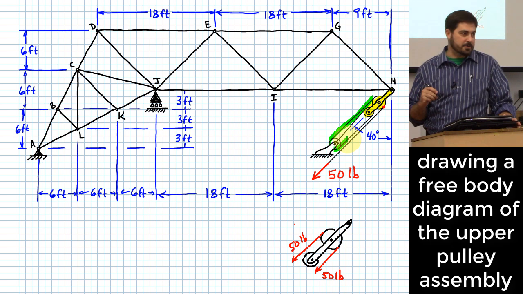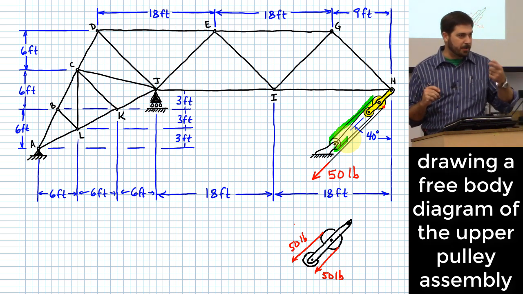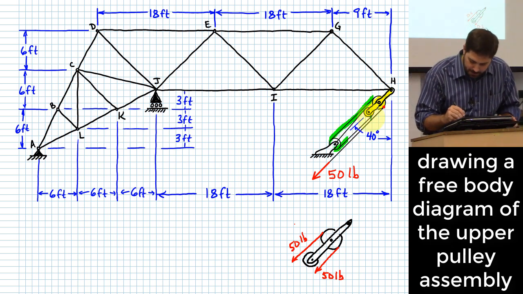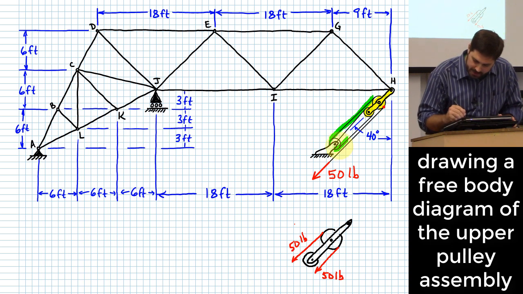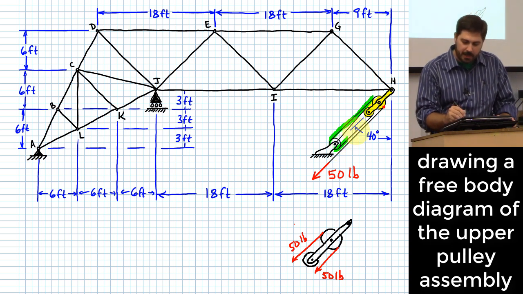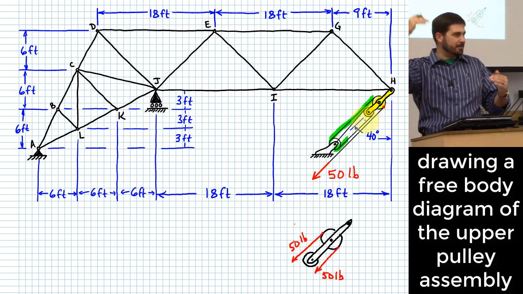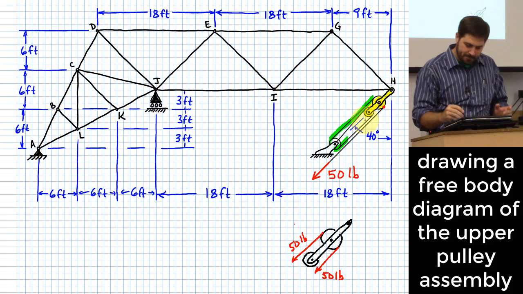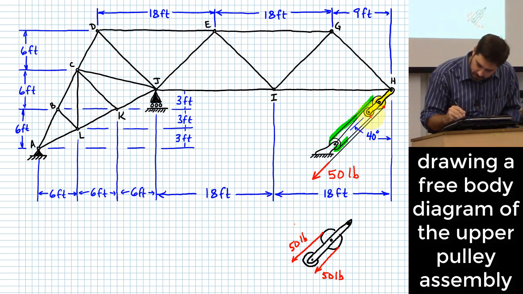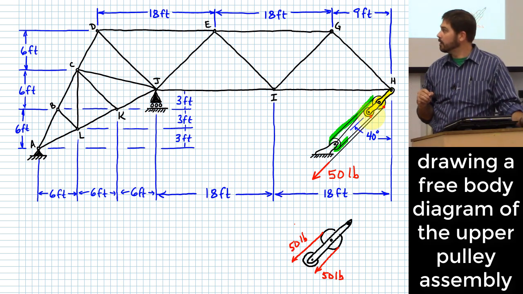Still 50 pounds, right? Because it's going around another frictionless pulley. And now it's coming up here. And what is the effect of that 50 pounds and that rope going to be on the bottom side of the lower pulley on the upper part? I'm trying to describe that properly, but basically right here, what's the effect going to be right there?